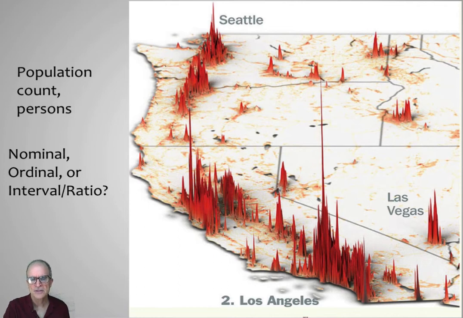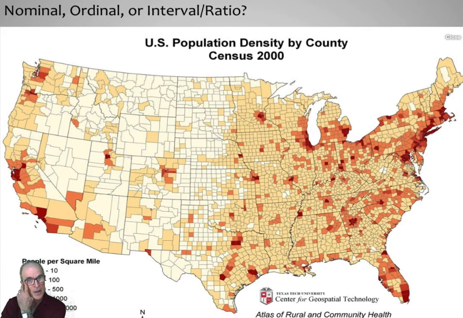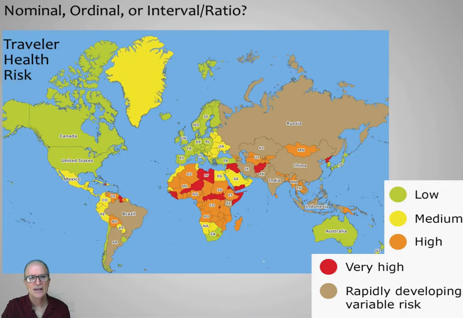Population count in persons. Is this nominal, ordinal, or interval ratio? Well, this is also interval ratio. I mean, you might think it's a count, so it's a whole number. It's an integer. You can't have half of it, but a population of 10,000 is twice as big as a population of 5,000. So this is clearly interval ratio. Right? Crop type, nominal, ordinal. You probably know that, right? Population density by county. Again, interval ratio in this case, or nominal in a lot of the cases.